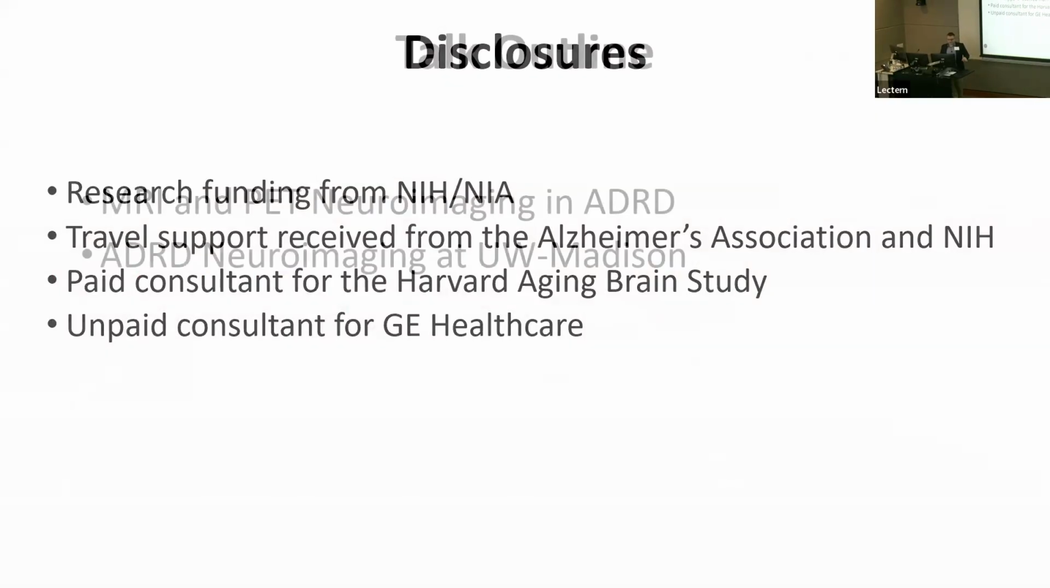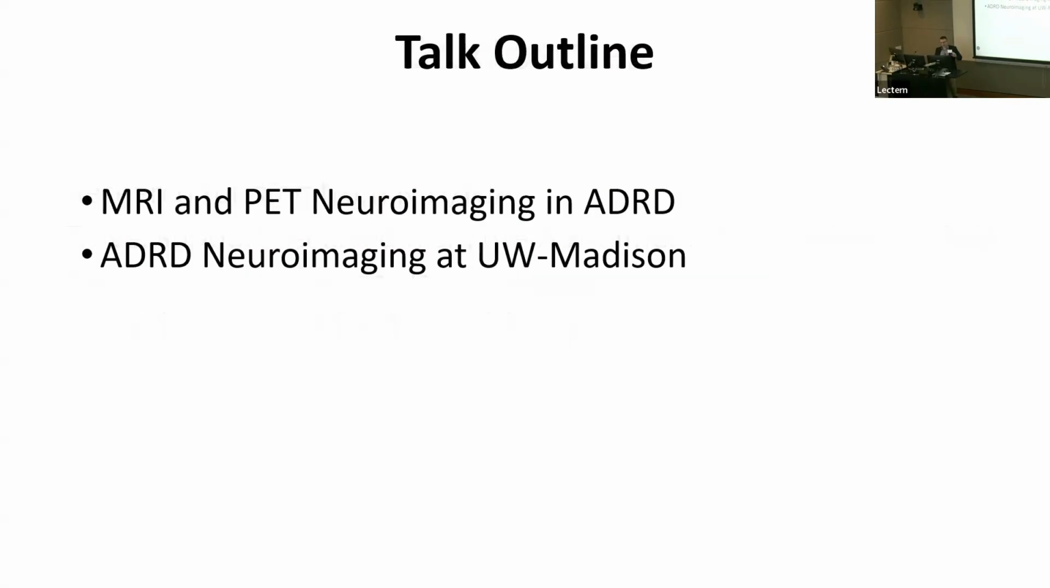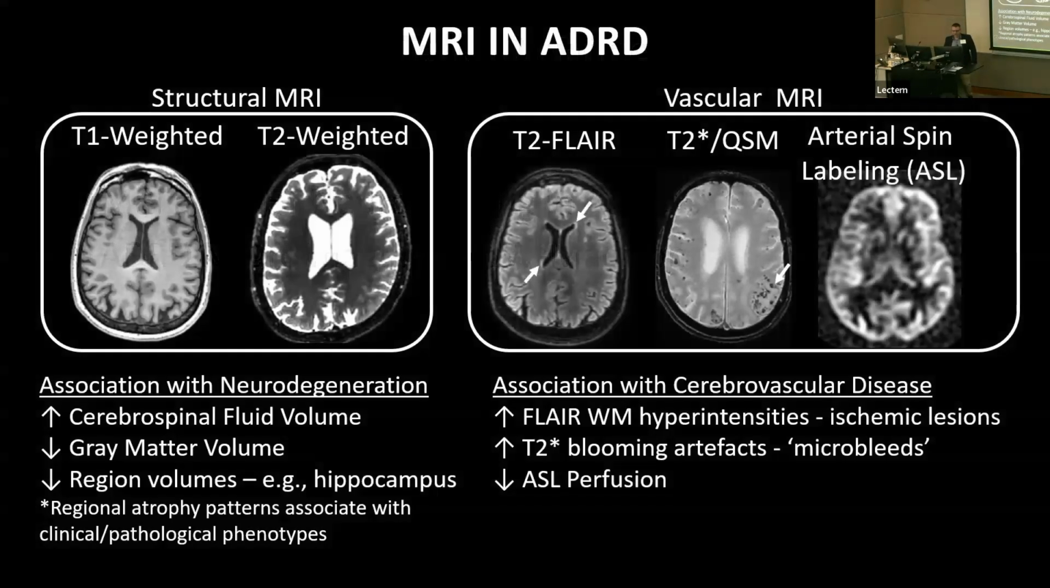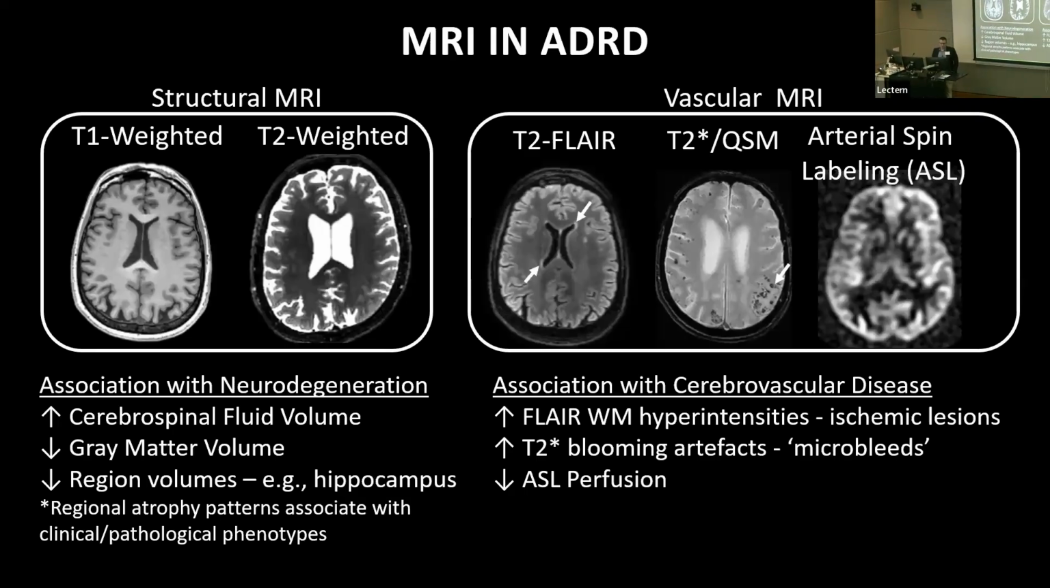So, disclosures. I'll spend the first part just talking about prime PET imaging in ADRD, some of the specific signatures we get from these modalities, and then Wisconsin. So you've probably seen some of these already, but just to get you acclimated to what we expect to see in Alzheimer's disease and neurodegenerative disease in general.